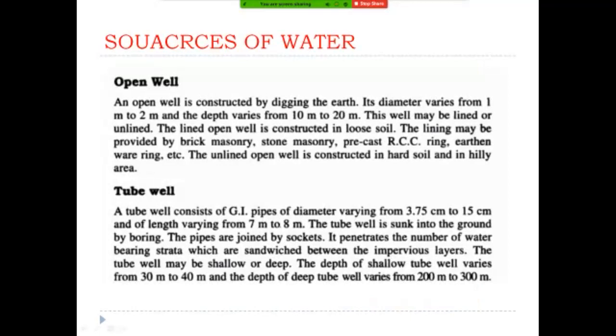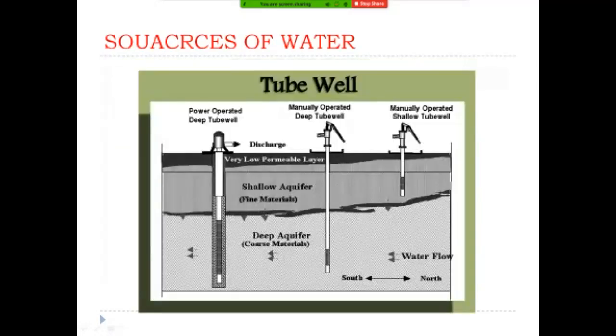The tube well may be shallow or deep. The depth of a shallow tube well varies from 30 meters to 40 meters, and the depth of a deep tube well varies from 200 to 300 meters. This is the depth of tube wells. Tube wells are used in cases where water is not available in particular areas, to collect the water from the underground sources.